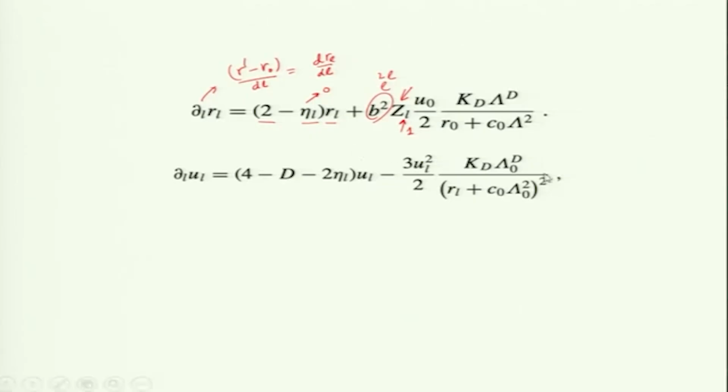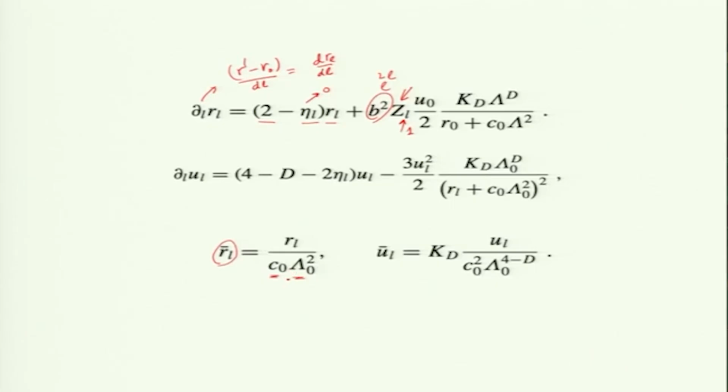Now I make another change of variable. Still these equations look reasonably complicated, so we make another change of variable. R(l) is converted to R(l) bar, which includes c naught and lambda naught.